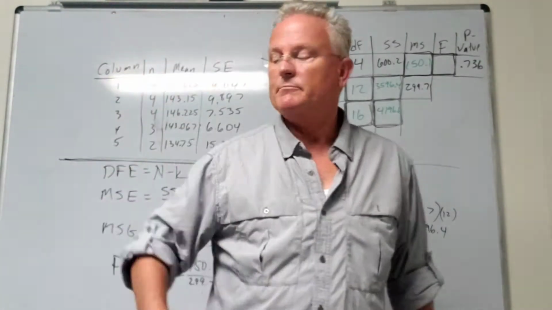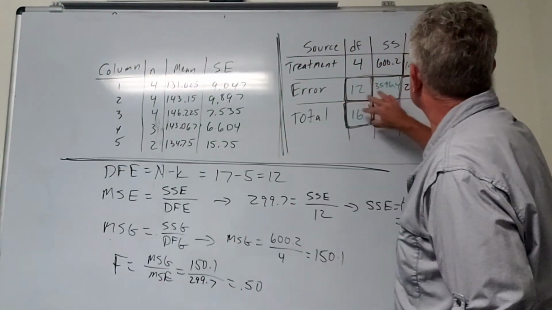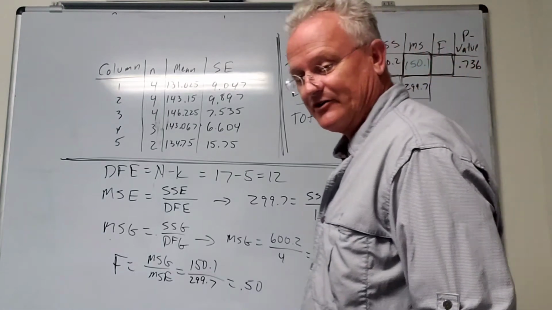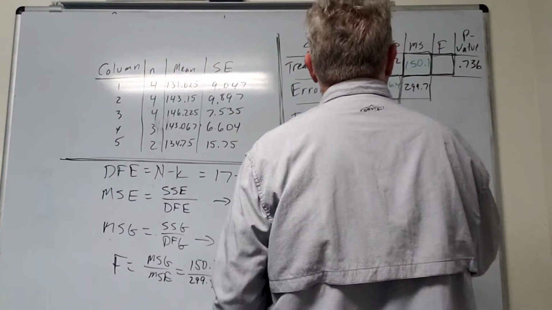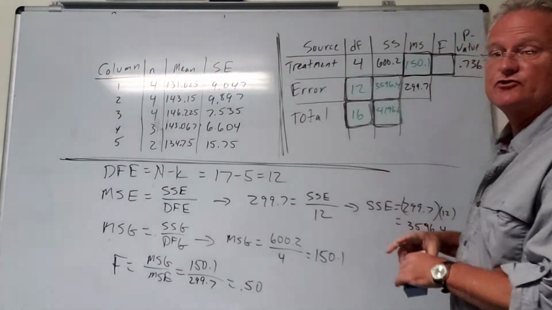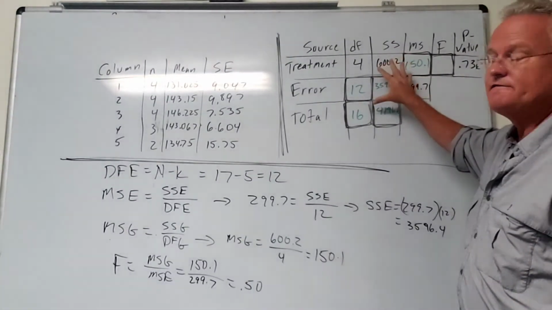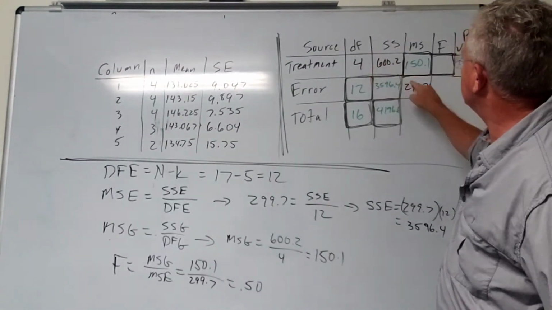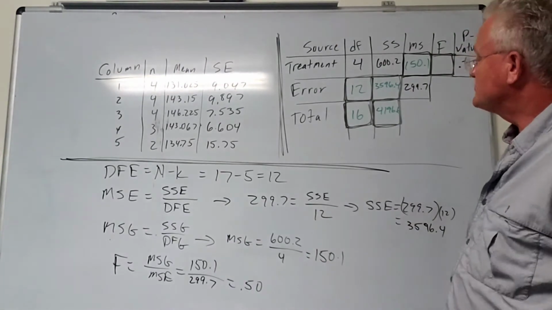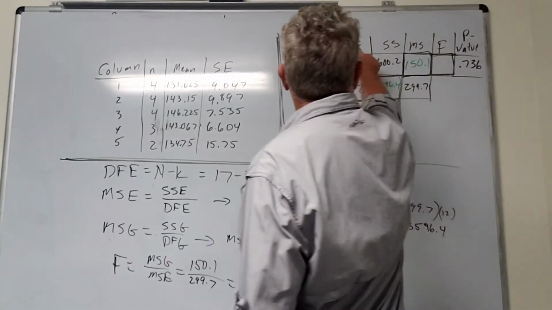Okay, so in this problem, we were asked to fill in these values here. Right, so these in green are the ones we had to fill in. And what we're given are these. All right, so first of all, let's figure out the degrees of freedom.